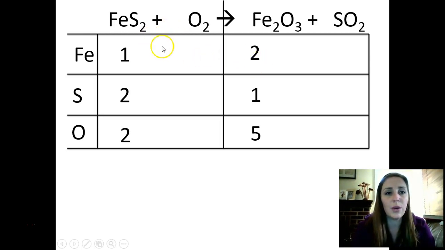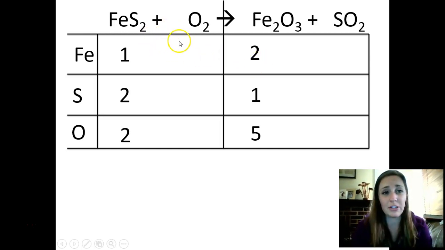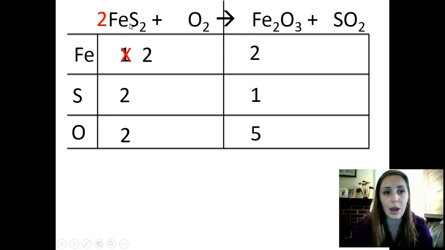Let's go ahead and start with iron, just because it's the top one mentioned. So I've got 1 over here, but 2 over here. So that means I need to change and put a 2 here. This will change iron, but it'll also change sulfur. Let's first talk about how it changes iron. If I have 2 FeS2s, each one has 1 iron, so now I have 2. This also changes sulfur, because each FeS2 has 2 sulfurs. Now I have 2 of them. So instead of having 2, it's 2 times 2, or 4.